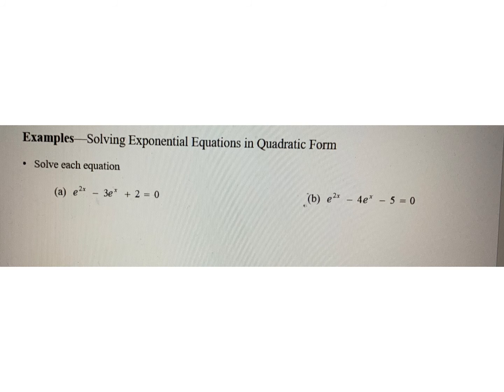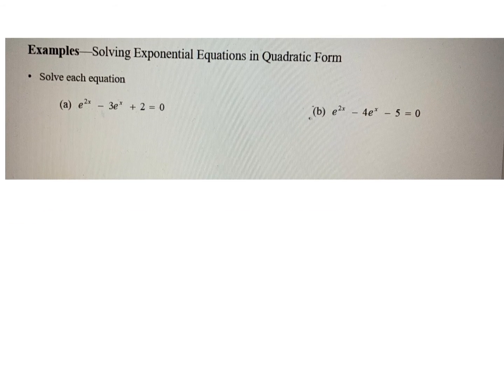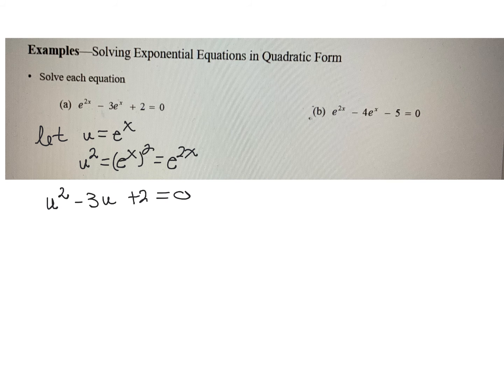Okay, these ones are a little bit new and different, so let's try these. We're going to use what's called u substitution. So we're going to let u equal e to the x, which means that u squared equals e to the x squared, which is the same thing as e to the 2x. So I can rewrite this original equation. E to the 2x is u squared, minus 3u plus 2 equals 0.